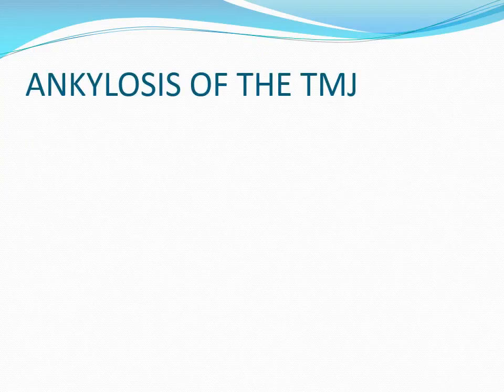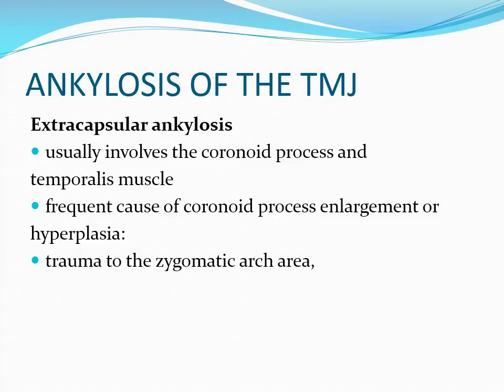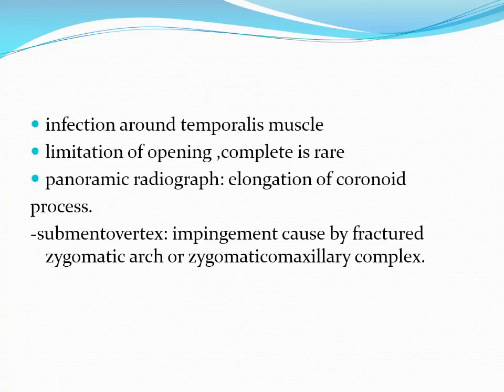Ankylosis of the TMJ: we are now talking about the extracapsular ankylosis. This one usually involves the coronoid process and temporalis muscles. The frequent cause is coronoid process enlargement or hyperplasia, and it can be related to infection around the temporalis muscle. Complete limitation of opening is rare, and on panoramic radiograph we can see elongation of the coronoid process.